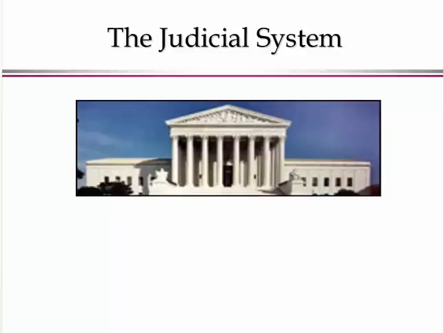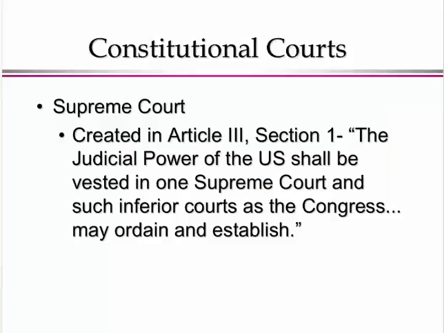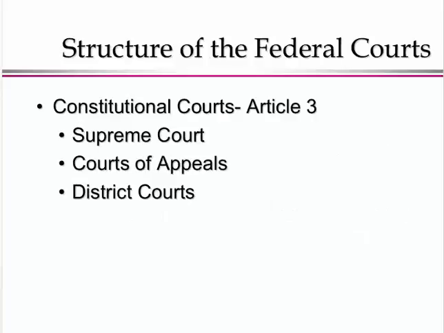The federal judicial system is established in the Constitution. The Constitution provides that the judicial power of the United States shall be vested in one Supreme Court and such inferior courts as Congress may from time to time ordain and establish. We actually end up with two types of federal courts: the constitutional courts, which are specifically authorized in Article 3. These include the Supreme Court, the Courts of Appeals, and the various district courts.